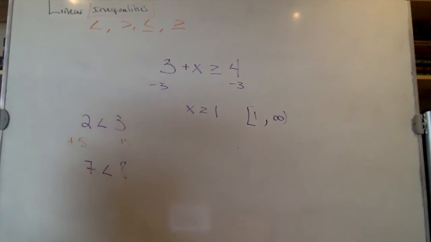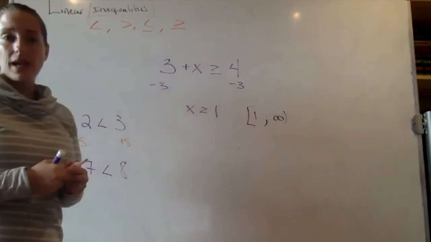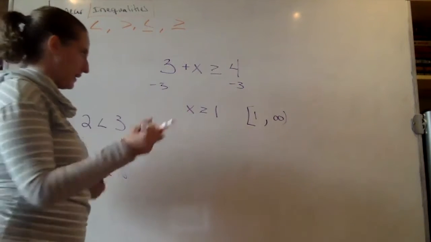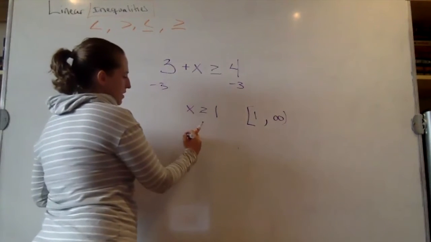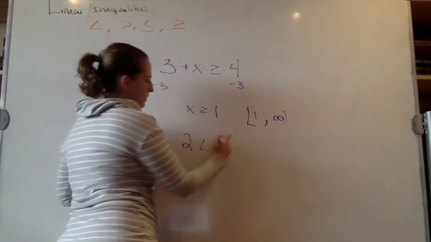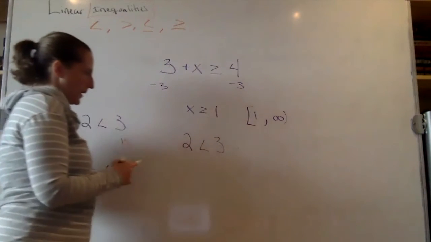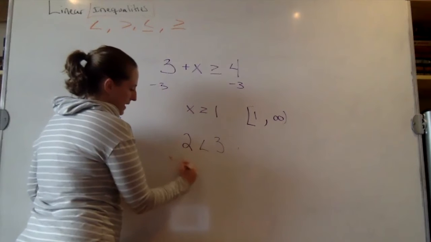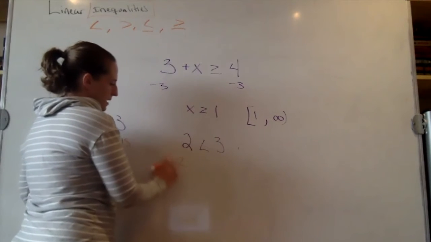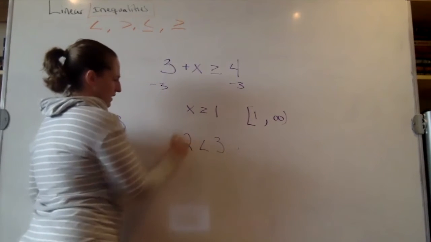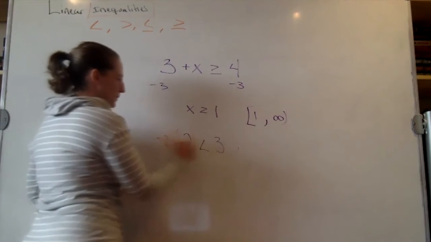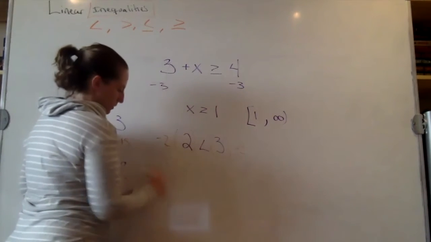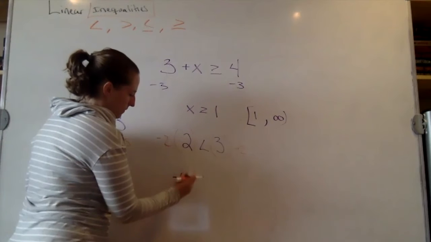Now, where things get interesting is with multiplication and division, particularly when we multiply or divide by a negative. So let's again start with a true statement: 2 is less than 3. And let's look at what happens when I multiply both sides by negative 2. We'll multiply both sides by negative 2. Negative 2 times 2 is negative 4.